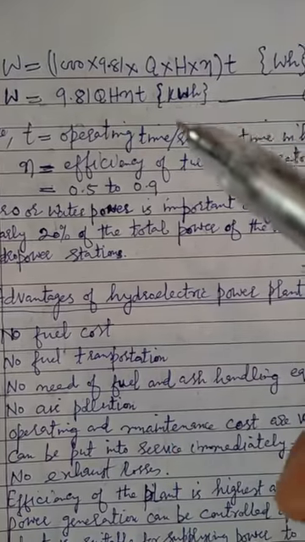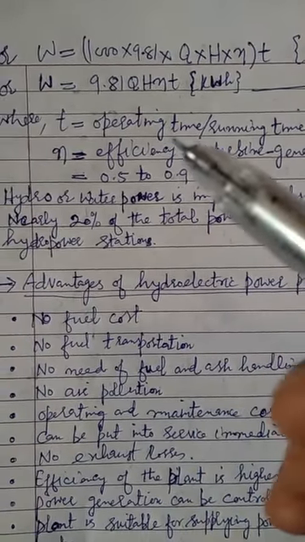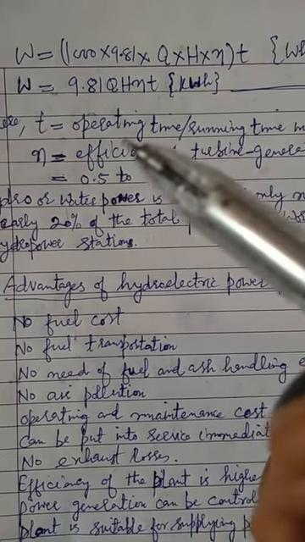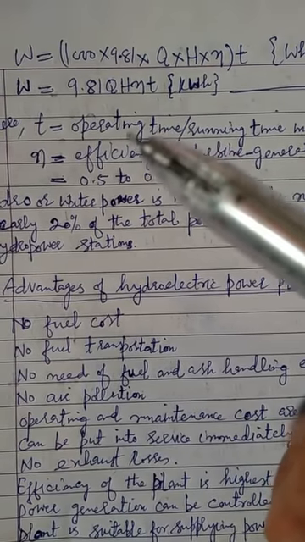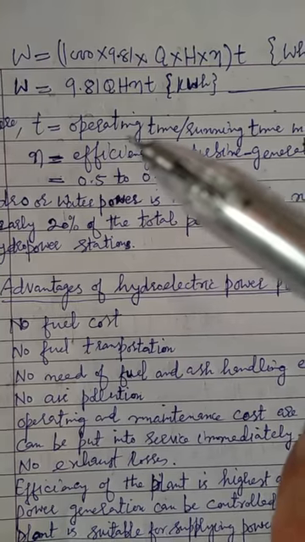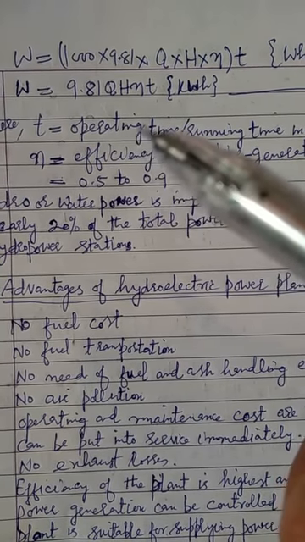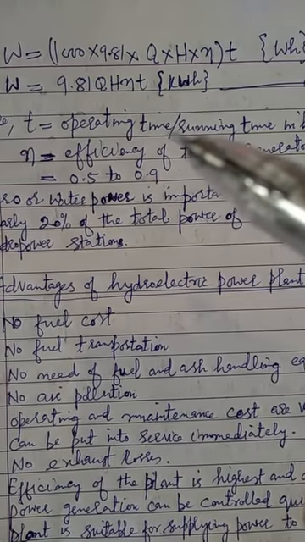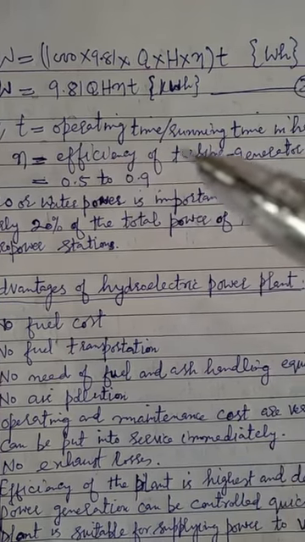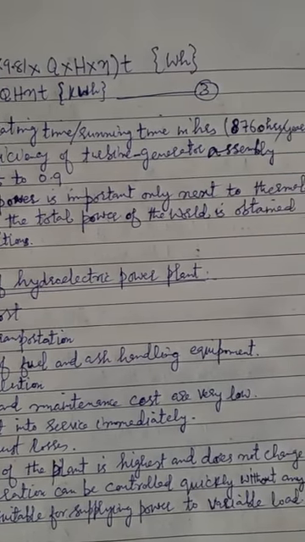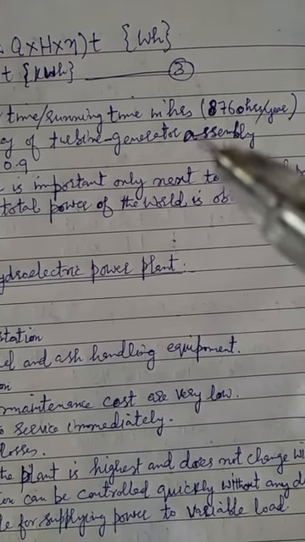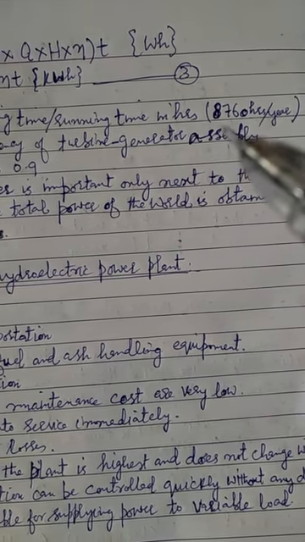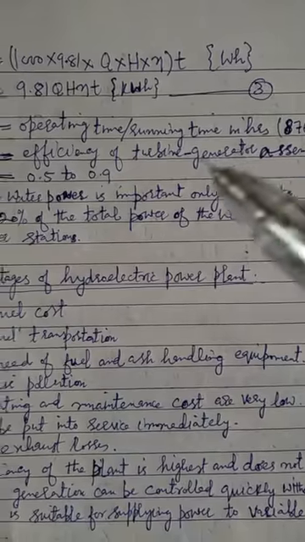Now what is T? T is the operating time or running time. That means it is the time for which the plant is running. It is the operating time of the plant, how much time it is working, that's called T, the operating time or running time in hours. In a year it is almost 8760 hours per year. So this is the running time of the plant.